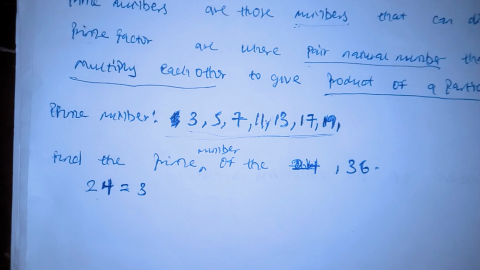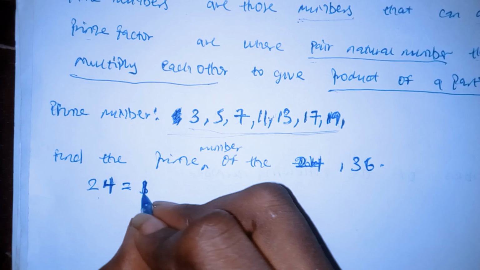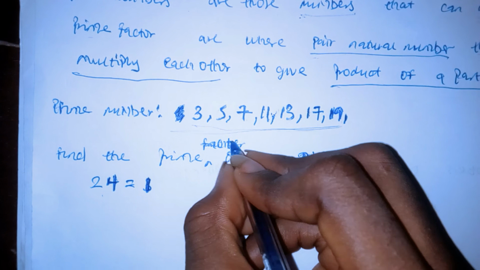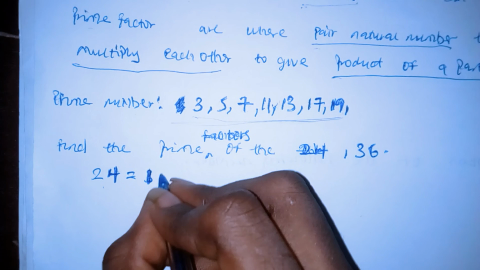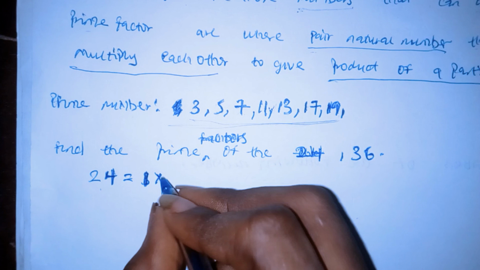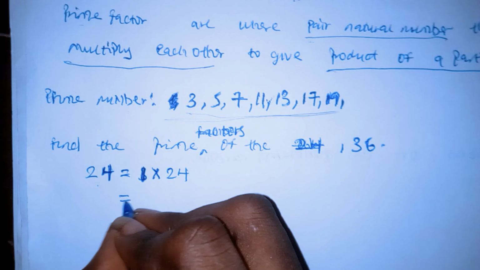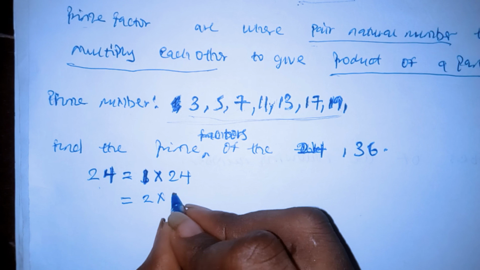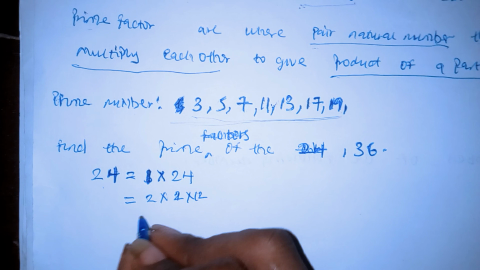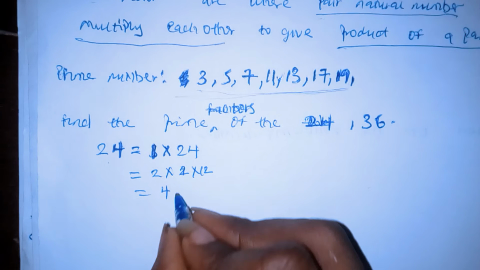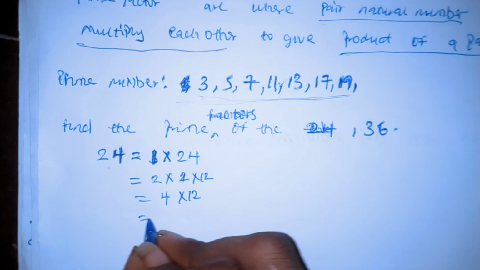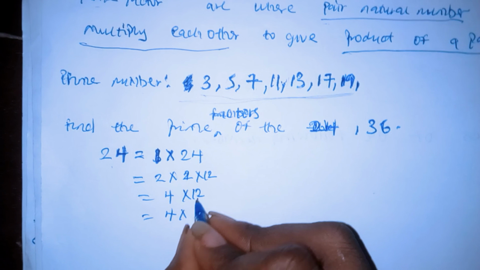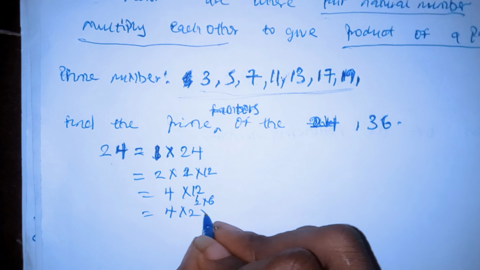But by the way, I have to list all the factors and pick the prime numbers. This is the prime factor. Okay, I have to list all the factors and pick the prime number. Okay, 2 by what? 2 by 12, which is 4 by 12. And this is 4 by 3. This is 2 by 6.